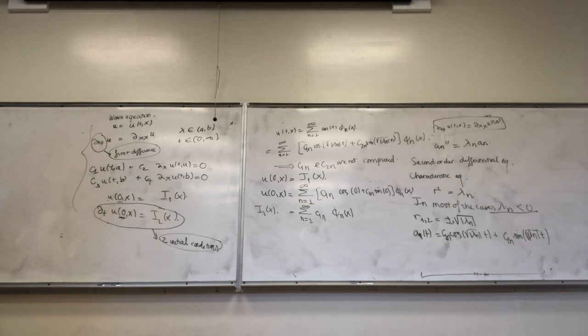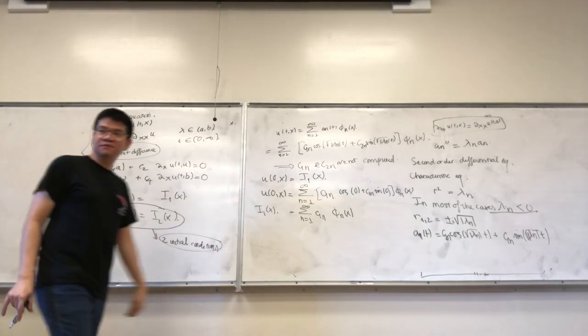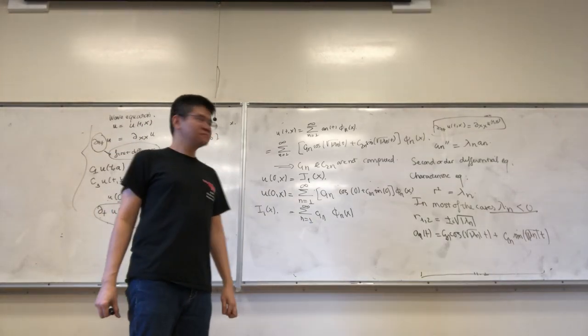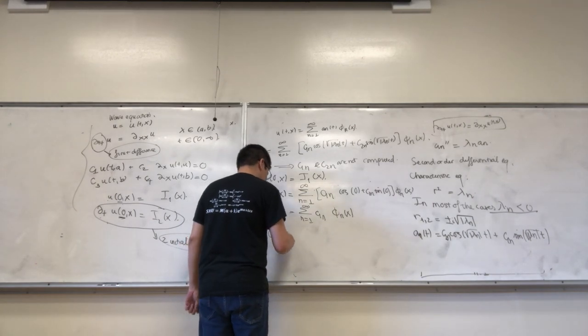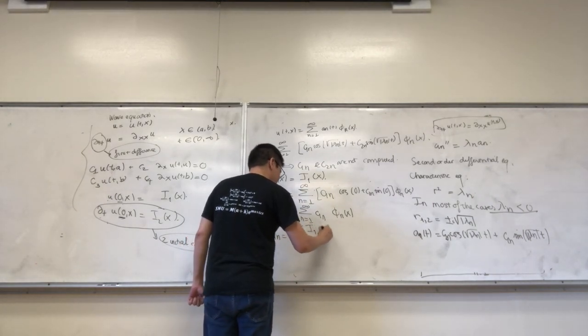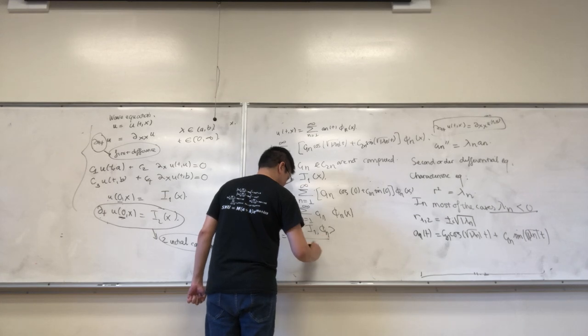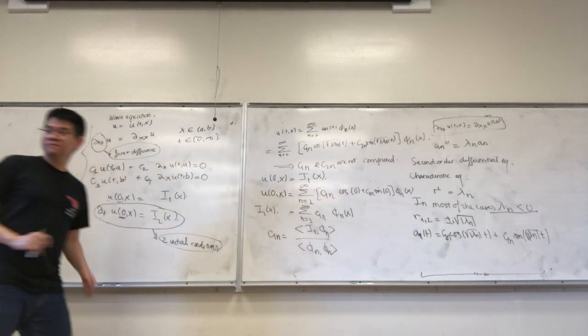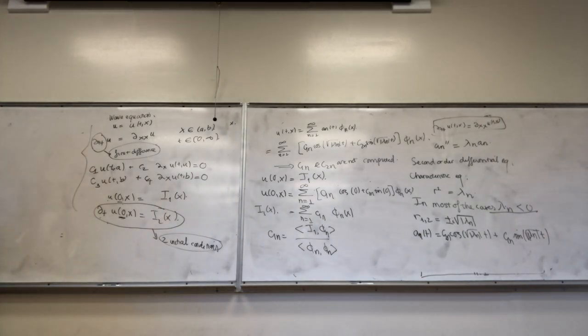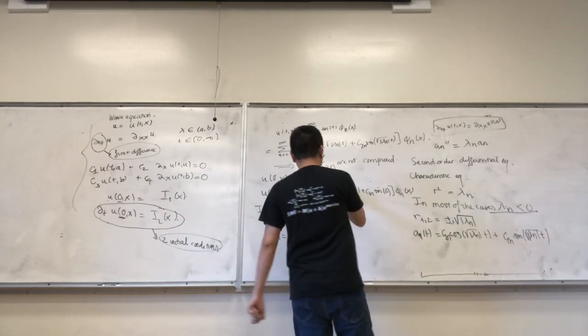What is c1n? How do you compute c1n in this case? The inner product of I1 of x and phi n of x divided by the inner product of phi n of x with itself. So c1n will be the inner product of I1 and phi n, divided by the inner product of phi n and phi n. Right, so now I can compute c1n.